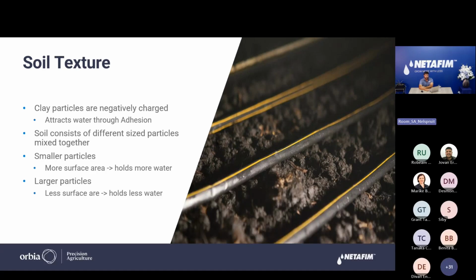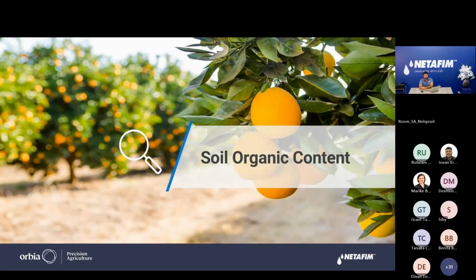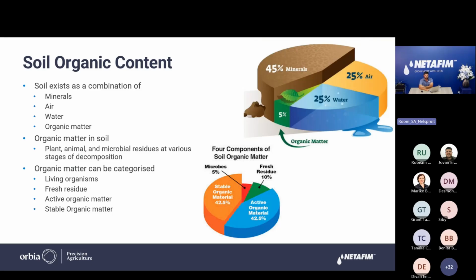Smaller particles have more surface area, which means they will hold on to more water. Larger particles have less surface area and hold on to less water. Then, as part of the soil matrix, there is also your soil organic content. Soil always consists of a combination of minerals, air, water, and organic matter.